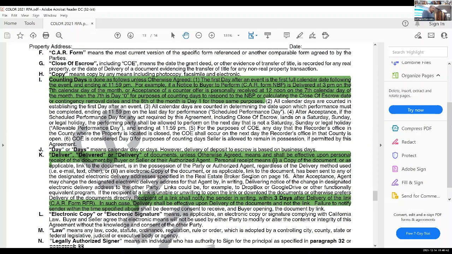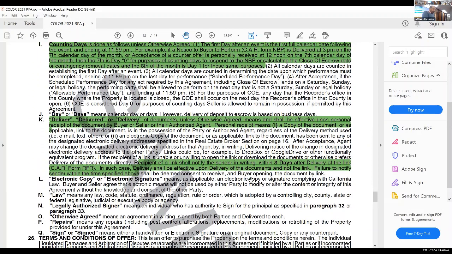Otherwise, definitions, counting days, delivered days, all pretty much the same.